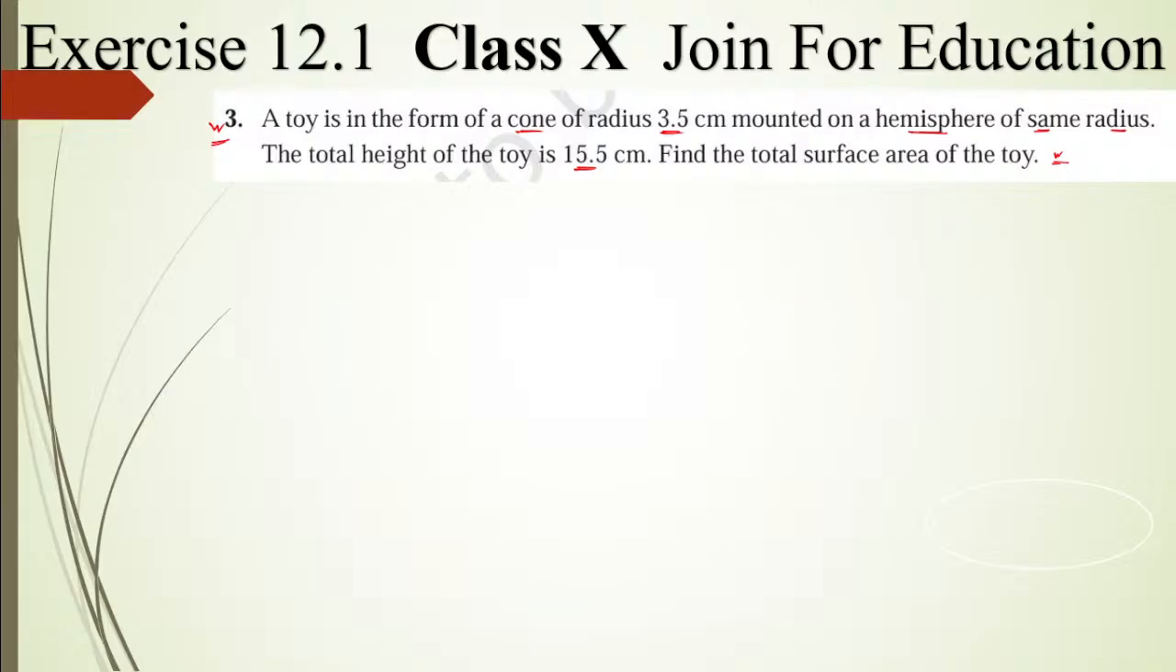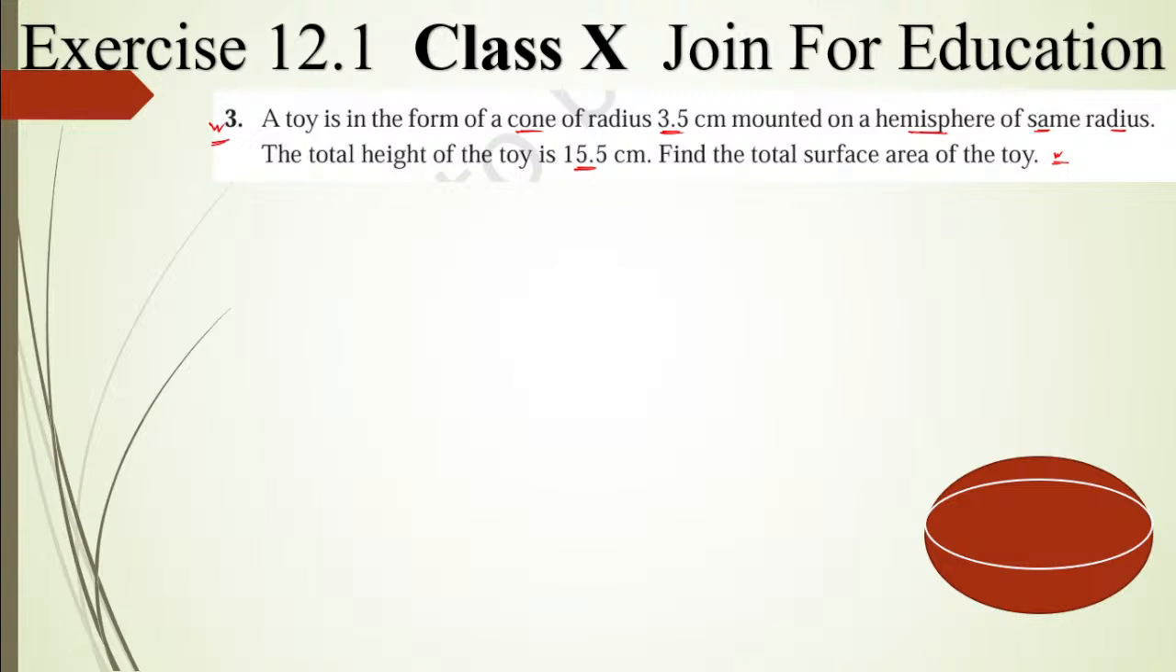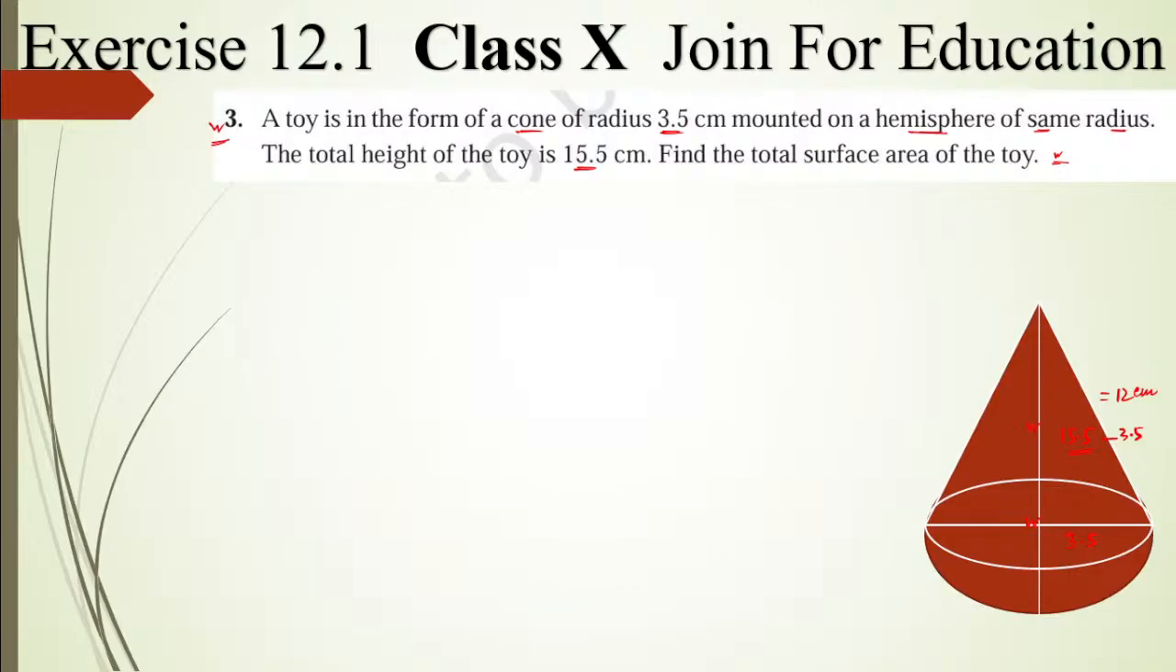Let's see here. So this is the hemispherical part, and this is the conical part. So total height of the toy is 15.5 centimeter. Therefore the height of the conical part will be, radius is 3.5 centimeter, so height of the conical part will be 15.5 minus 3.5 equal to 12 centimeter. Hope that there is no problem to understand up to this step.